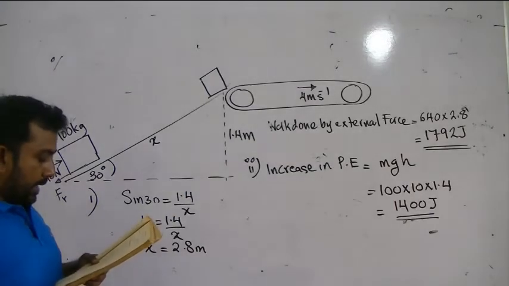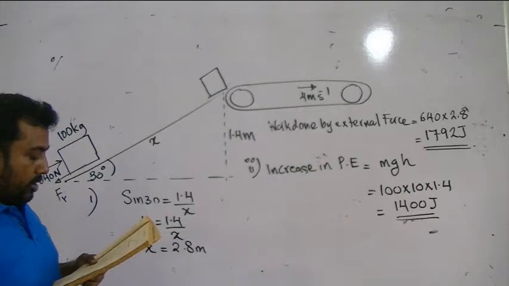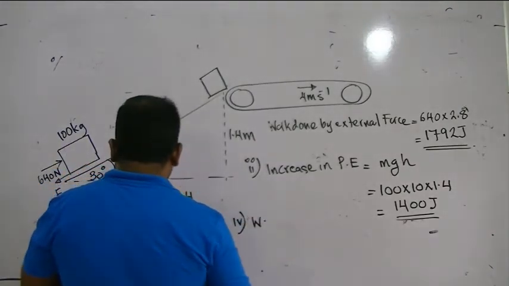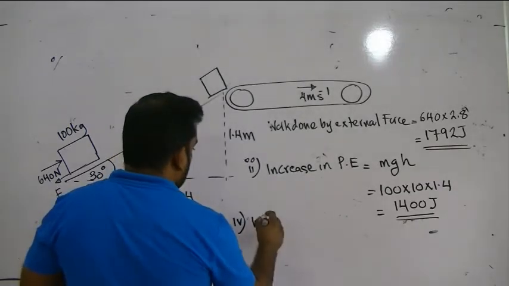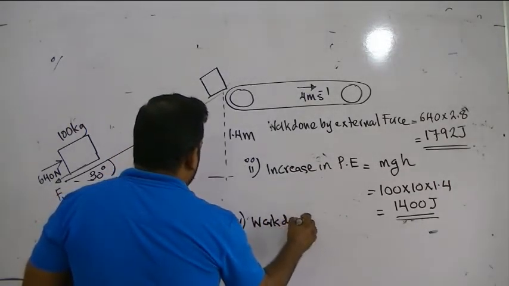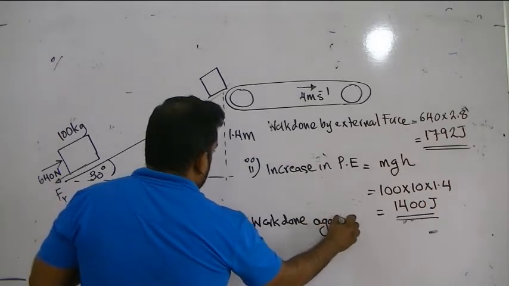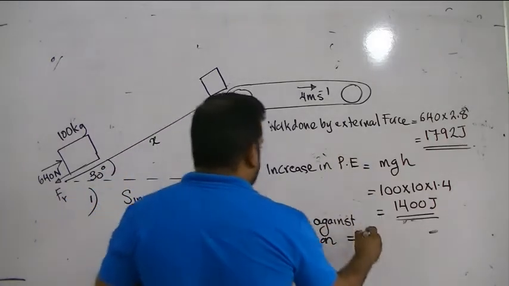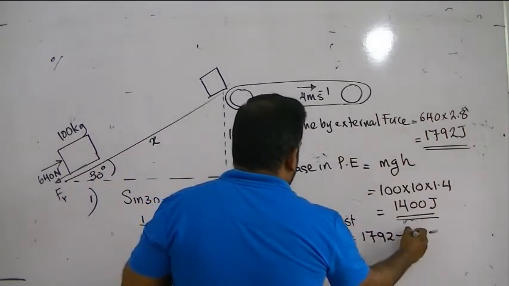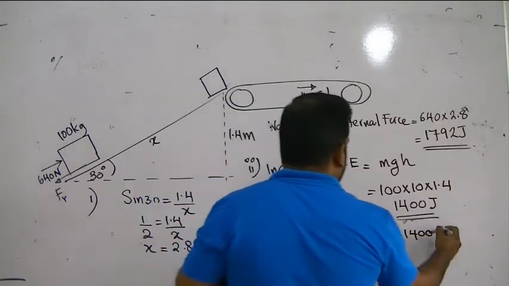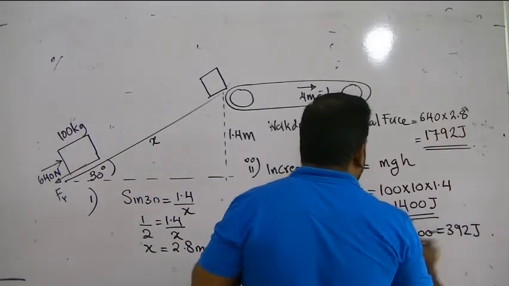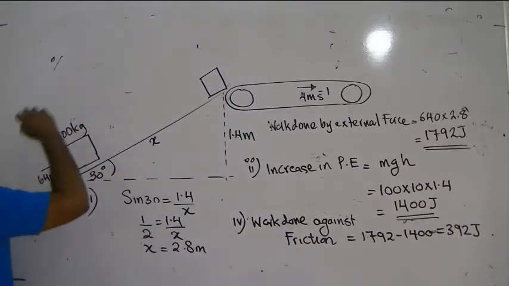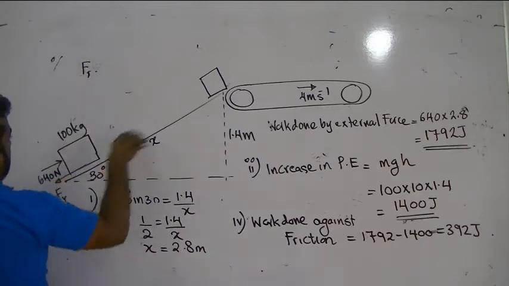Right. Calculate the coefficient of friction between the box and inclined plane. So we can find the work done by friction. Work done against friction is the difference here: 1792 minus 1400. That's 392 joules. Work done by friction is friction times distance.